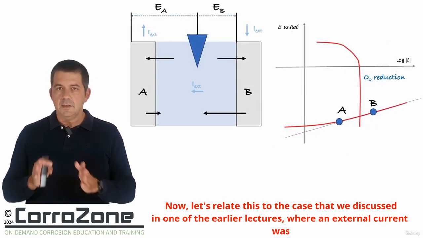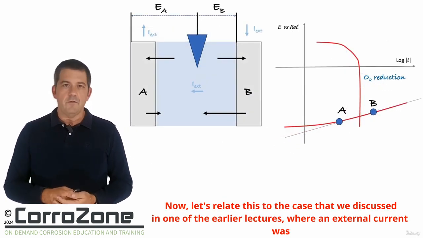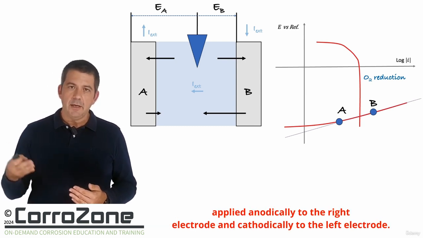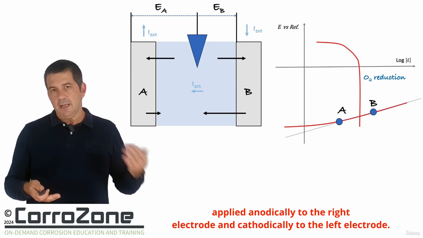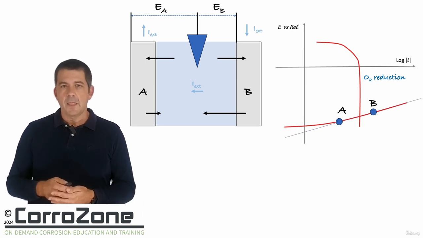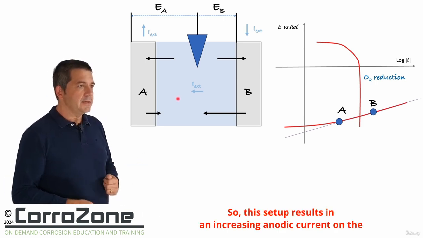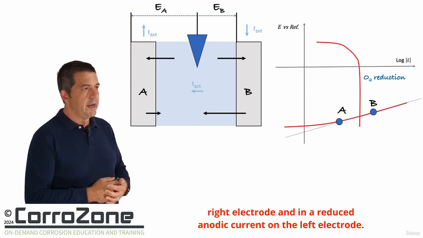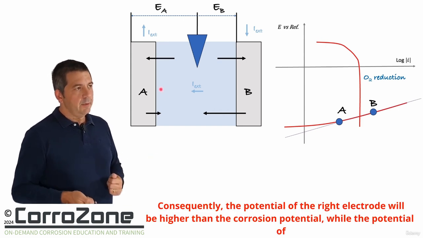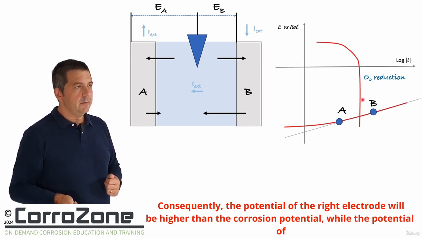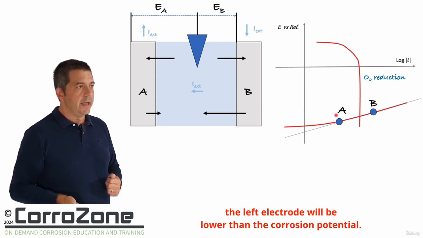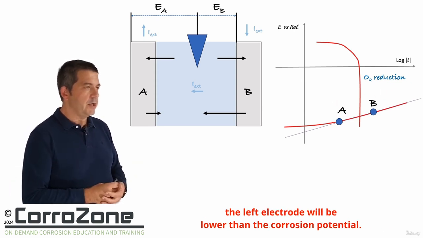Now, let's relate this to the case that we discussed in one of the earlier lectures, where an external current was applied anodically to the right electrode and cathodically to the left electrode. This setup results in an increasing anodic current on the right electrode and a reduced anodic current on the left electrode. Consequently, the potential of the right electrode will be higher than the corrosion potential, while the potential of the left electrode will be lower than the corrosion potential.